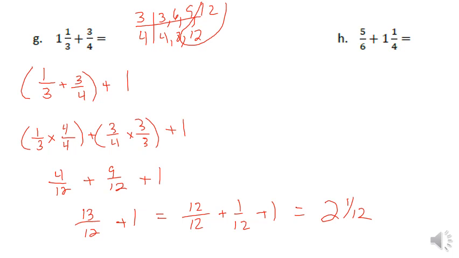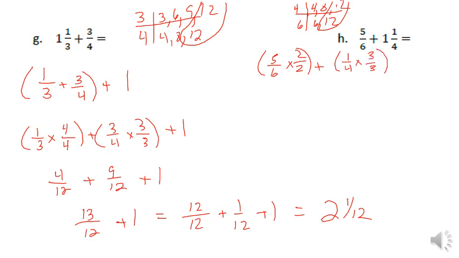Up top on H, so again, if we do this, we have 4 and 6. I know I can go 4, 8, 12, 6, 12. Least common multiple is 12. So I'm going to take 5/6 and turn it into 12ths by multiplying it by 2 over 2. Plus, and I'm just going to work with a fraction for right now, 1/4, and I'm going to multiply it by 3 to get 12. And then I'm going to add in a whole number at the end.